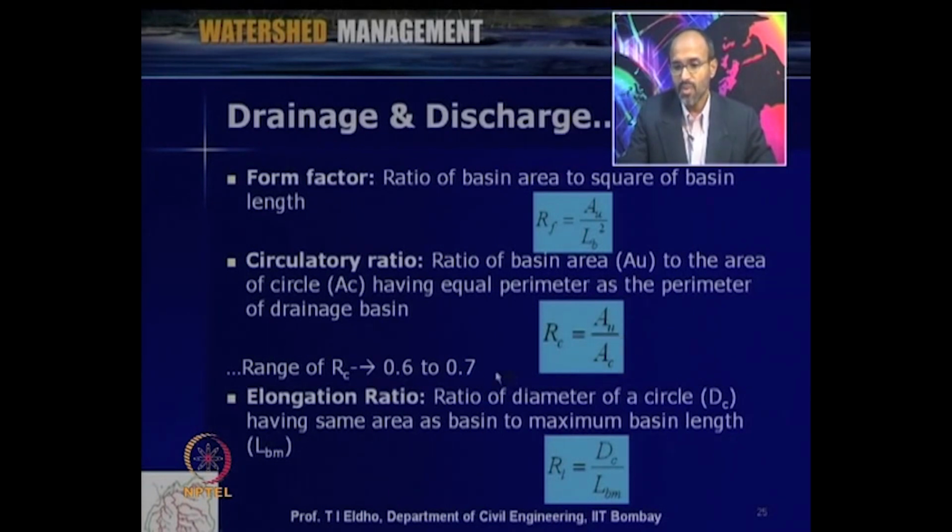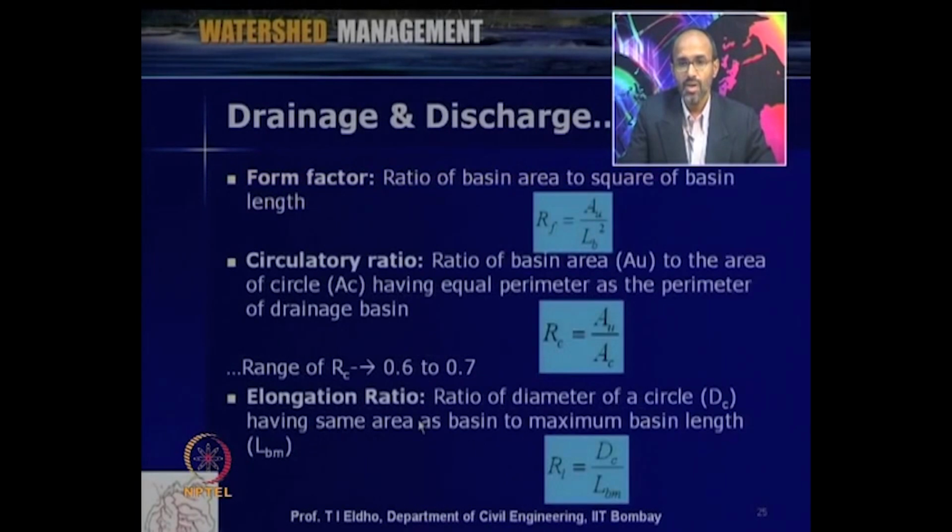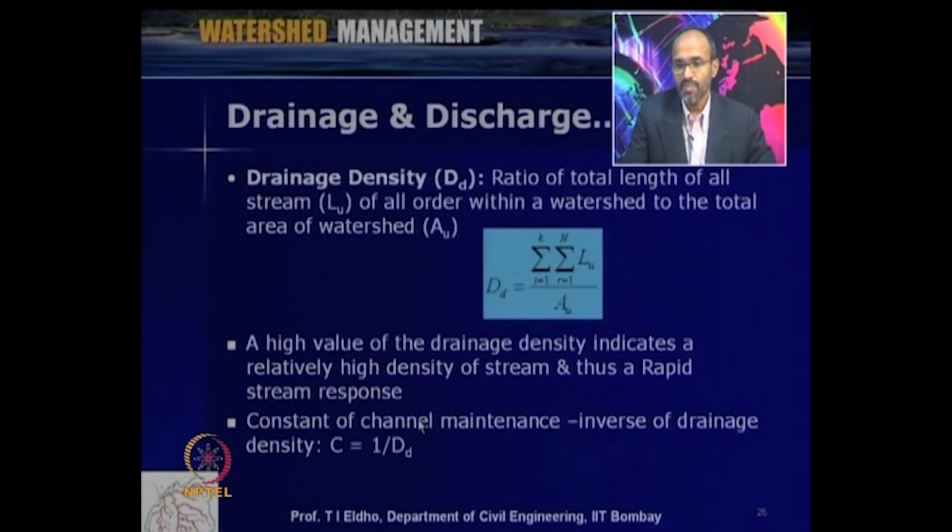This can vary from 0.6 to 0.7 depending upon the watershed. Then the elongation ratio is the ratio of the diameter of a circle Dz having the same area as the basin to the maximum basin length LBM. So, this is the elongation ratio. This defines the so-called basin shape, and this aspect we have also seen earlier.